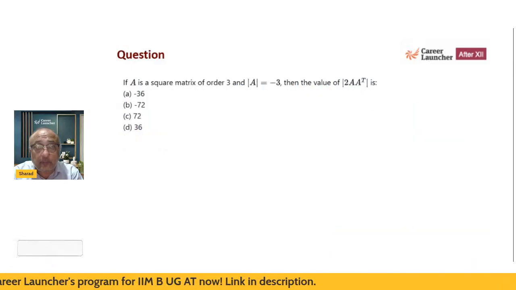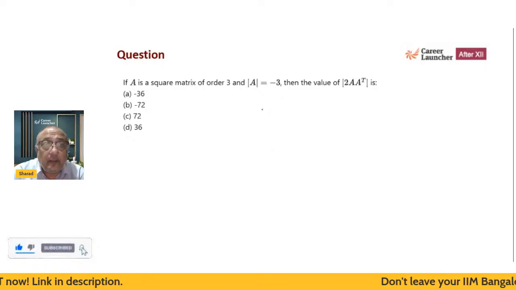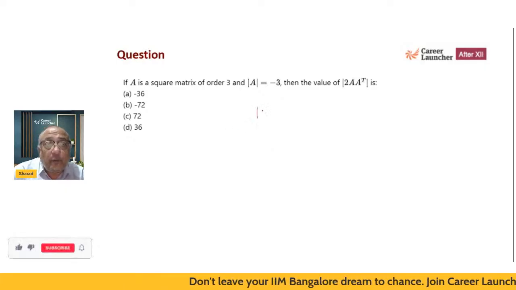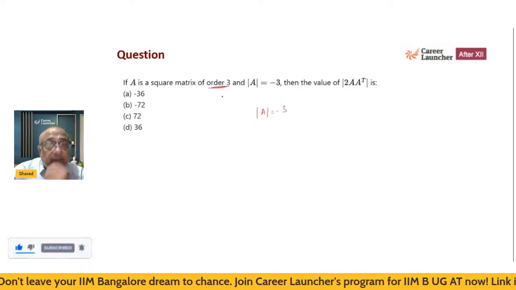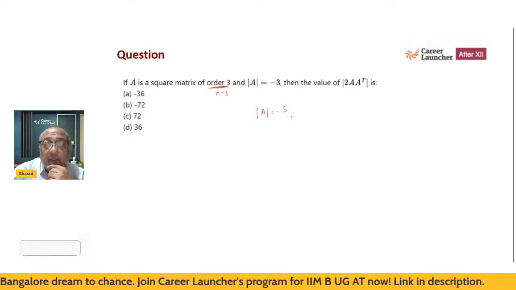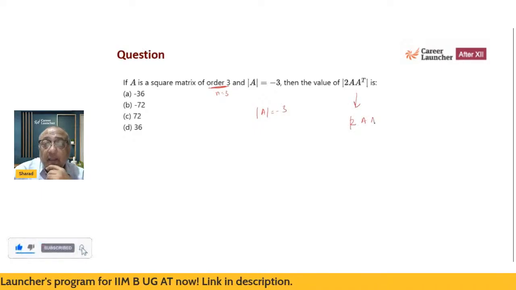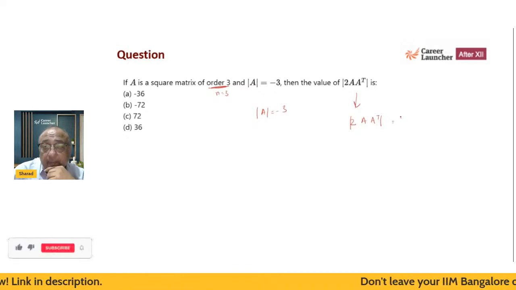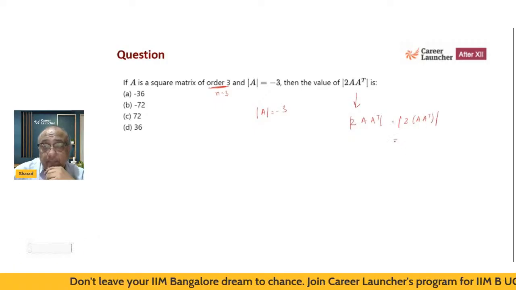Now I'll do one more question. Then we'll see what we have from your side. Any other questions? Any other suggestions? Over here, determinant of A is equal to minus 3 and also order is 3, that is, n is equal to 3. What do we have to compute? Determinant of 2A times A transpose. Let us put it like this.